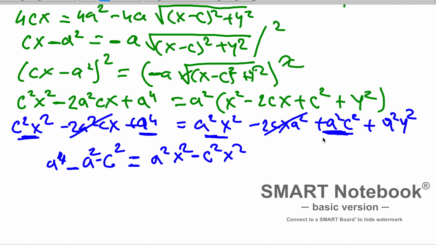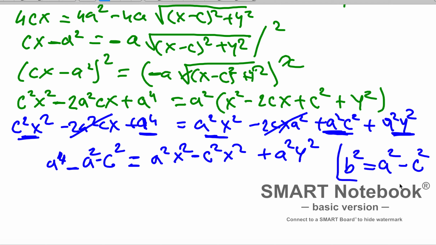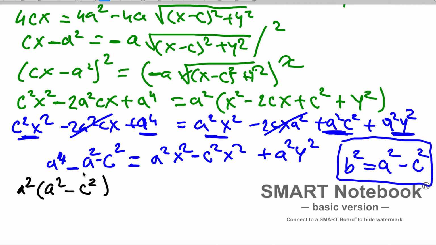So what else remains here? What remains is this, plus a squared y squared. But do not forget, according to Pythagoras, we have this formula: b squared is going to be equal to a squared minus c squared. So this formula I am applying here inside. But before that, let me just factorize something. If I factorize a squared here, what remains is a squared minus c squared. Am I correct? Because if I multiply, I get this here.